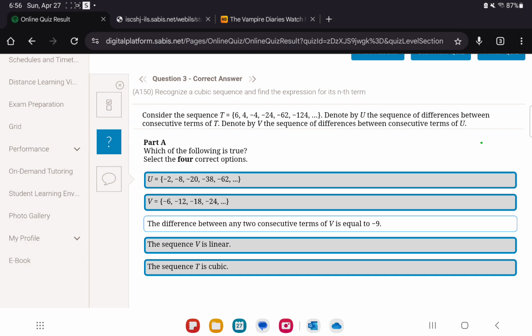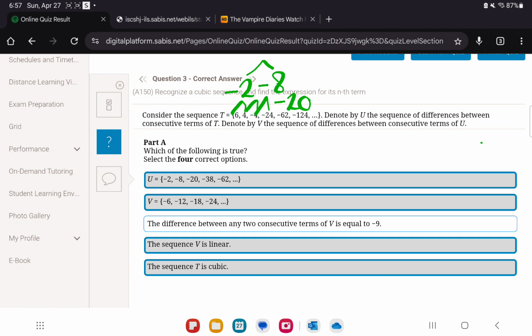So 4 minus 6 is minus 2. Minus 4 minus 4 is minus 8. Minus 24 minus 4 is minus 20. Okay. So that's the first thing off, that's not a first common difference, so it's not a linear sequence. Okay. Now let's try for the second common difference.